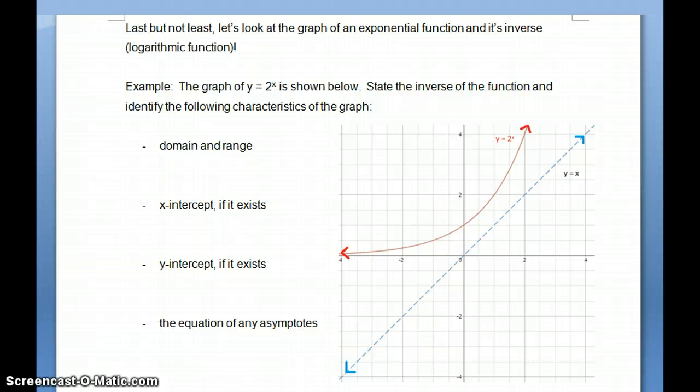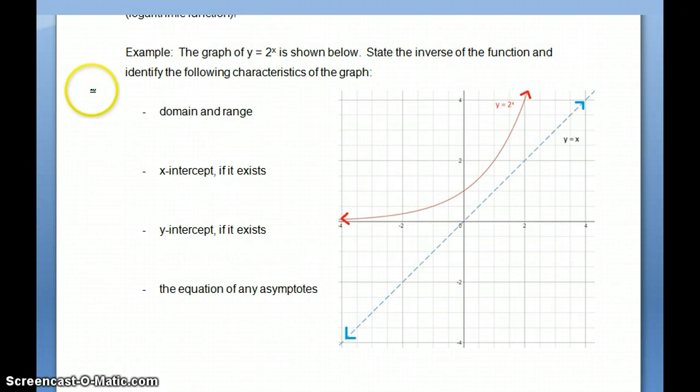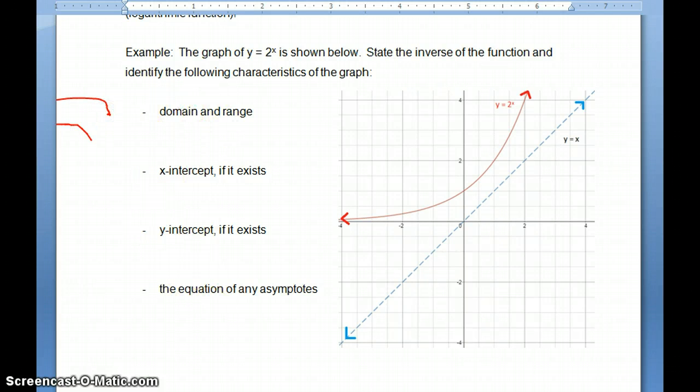So here is an example. Here we have the graph of y is equal to 2 to the power of x. That's the exponential function. And here we need to state the inverse of the function and identify any following characteristics of that graph. Here I've labeled what I expect from you guys. So first, to start off, let's write that. What is that inverse function?